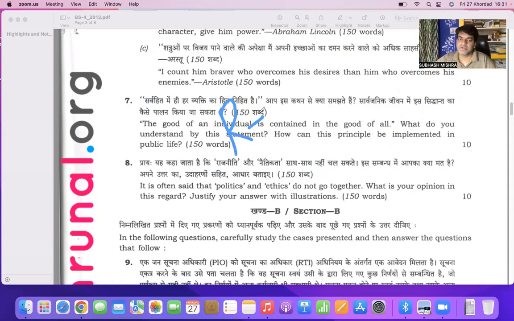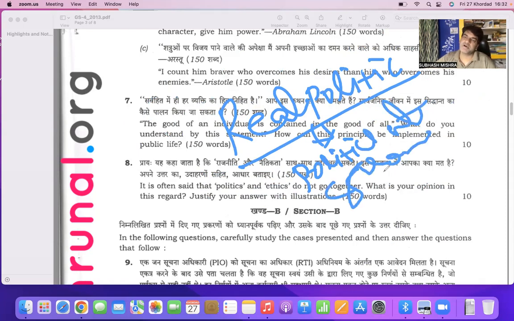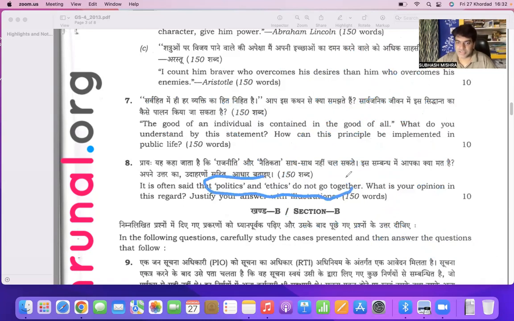Because ethics is idealism. He is talking about politics as realism. He is talking about real politics. And what is real politics? Politics at ground. Real politics means politics at ground, not the ideological sense of politics, but real politics means practical prescriptions for politics.